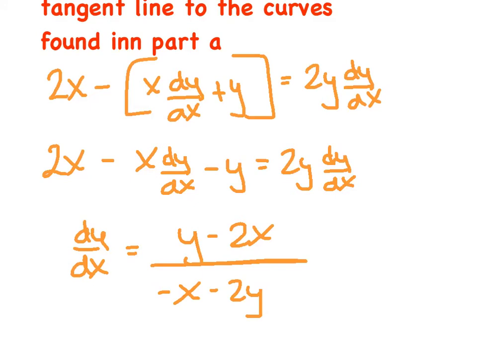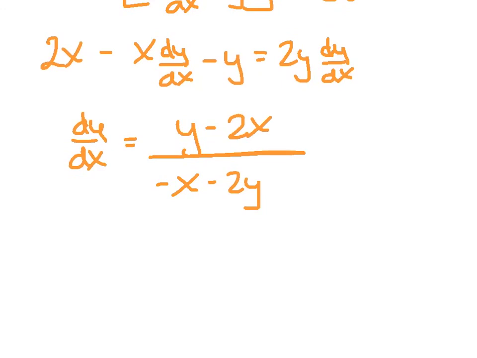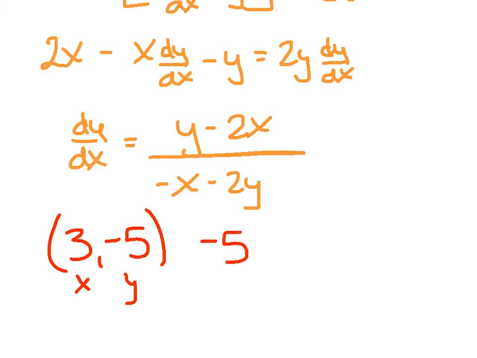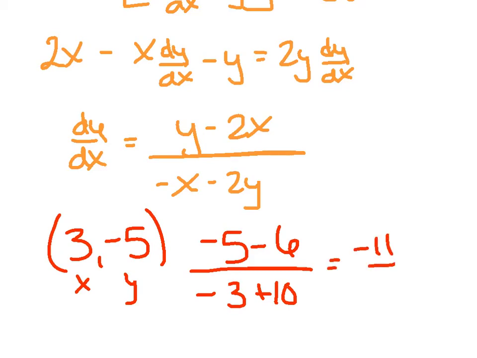Now, my goal was to write the equation of each line I found in part A. And I found 2 because I had 2 points. I had 3, negative 5, and then I had 3, 2. So let's start with 3, negative 5. If that's my x and that's my y, all I need to do is plug them in to get my slope. So I'd say that's negative 5 minus 6 all over negative 3 plus 10. I get negative 11 over 7.